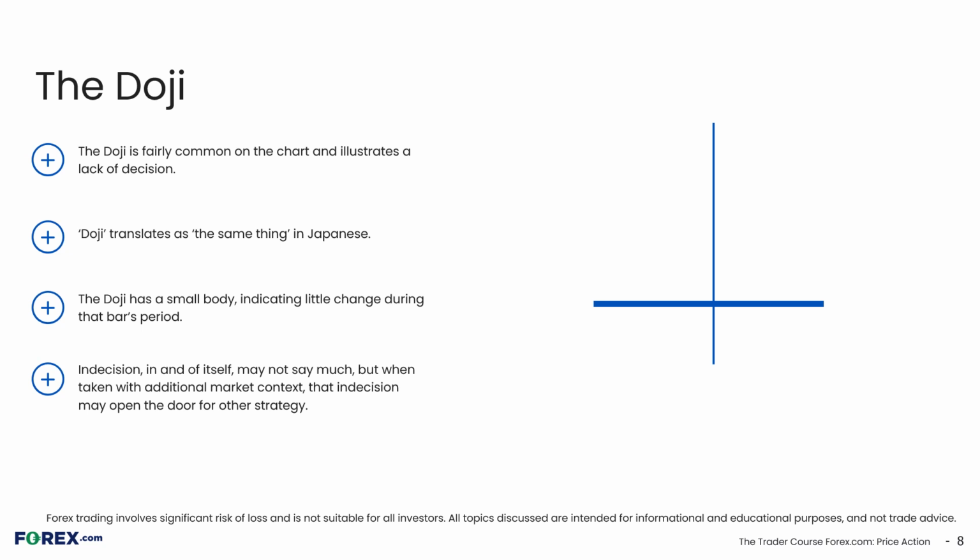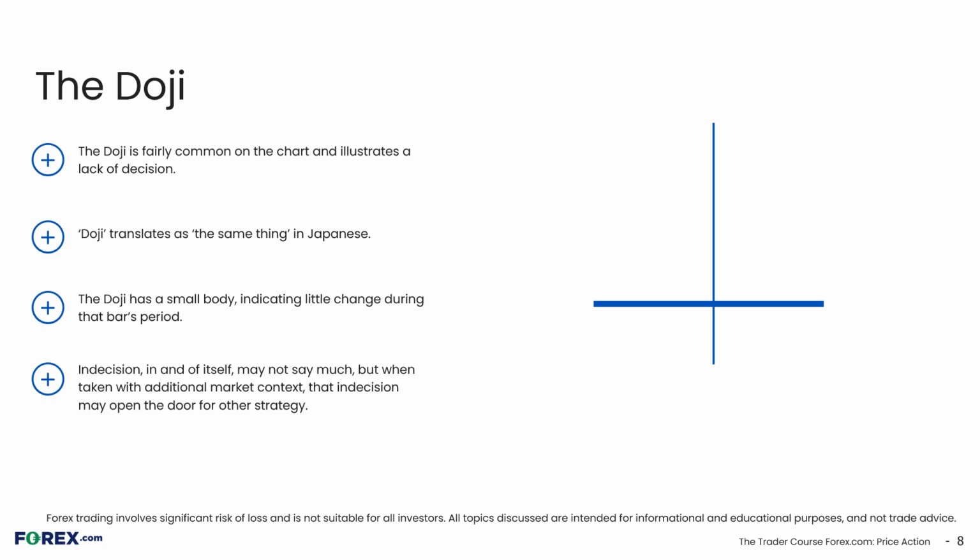Due to price closing very near where it had opened, this will often be considered as a form of indecision. In Japanese, doji translates from the same thing, which means the small body of the candle is highlighting that there was little change during that candle's formation. Indecision in and of itself may not be saying much, but when taken with other candles, or in certain situations, it could be delivering a message. We'll look at how this can come to fruition with a formation a little bit later.